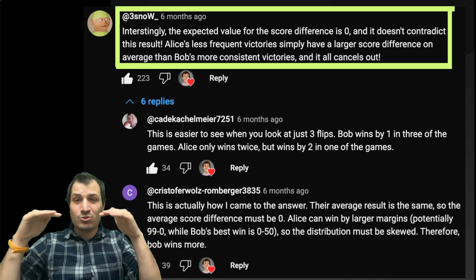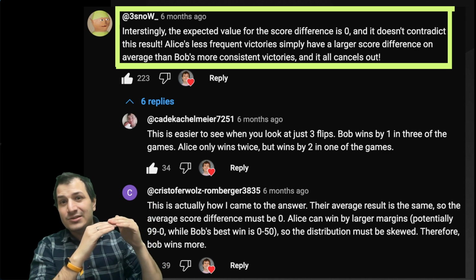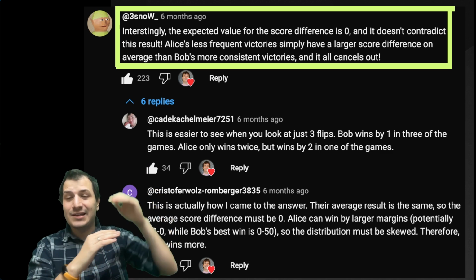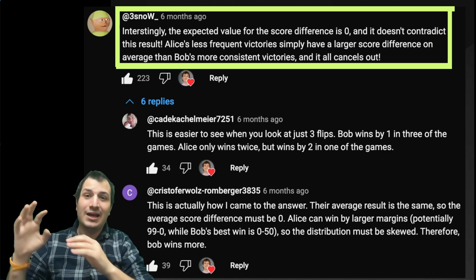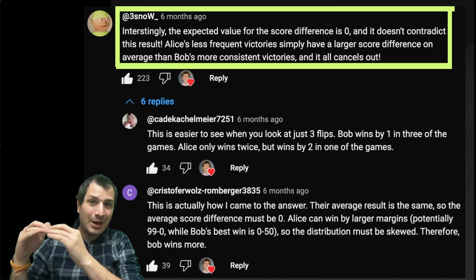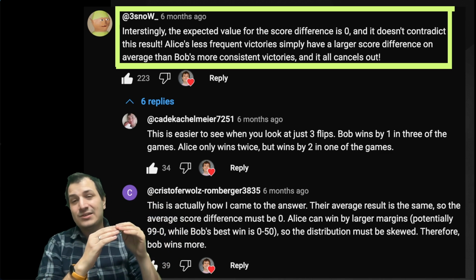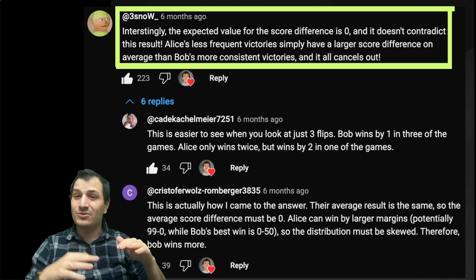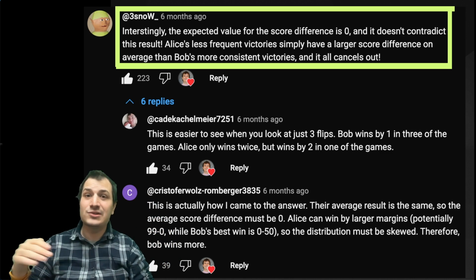So on average, they score the same. It's just that when Alice wins, she's winning by a lot of points. And when Bob wins, he's winning by just a couple points. And so Bob is able to win in more universes. Like the chance of Bob winning by a tiny bit is larger than the chance of Alice winning by a lot. So they have the same average score, even though Bob wins more often.